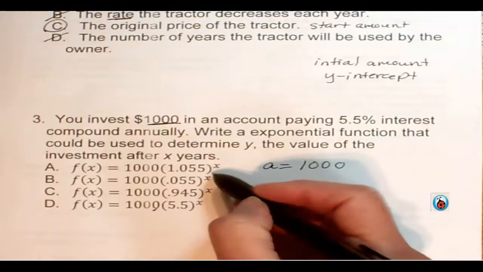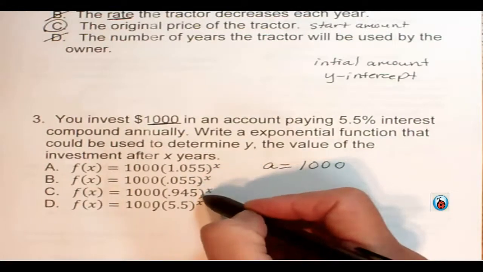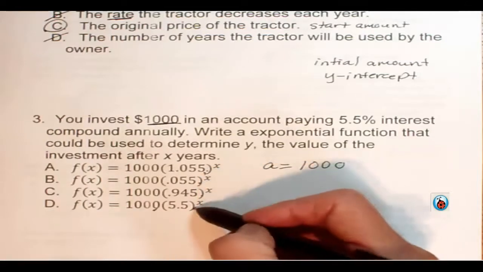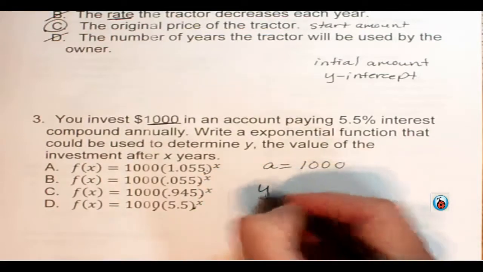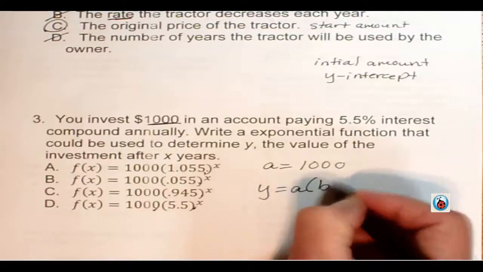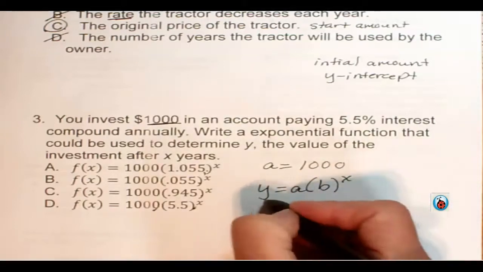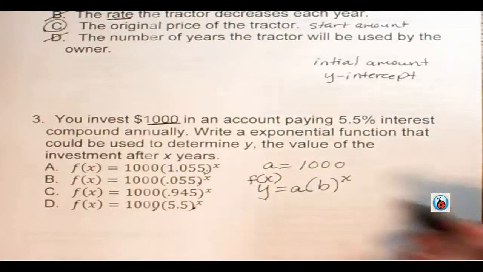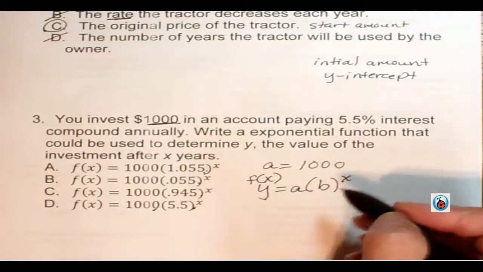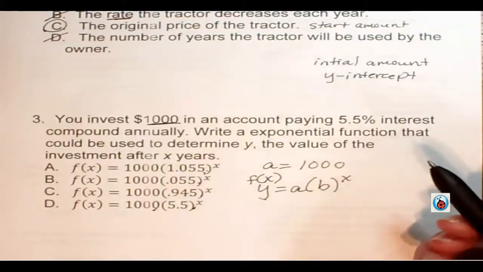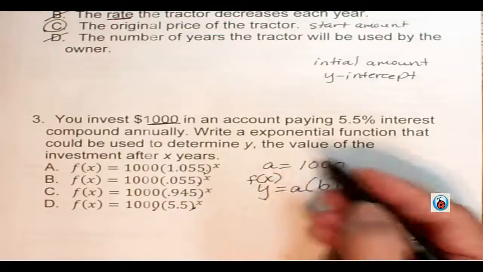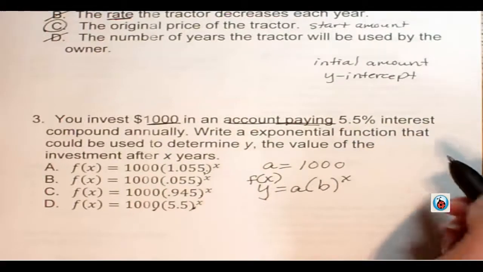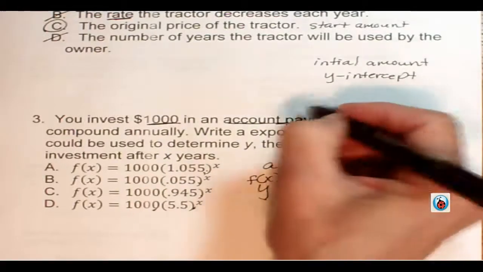Now, if you take a look, what's different about each equation or each function is the number inside the parentheses. And remember, that's your B. Y equals A parentheses B raised to the x power. Remember, f of x is the same thing as y. Okay, so the B is changing. So let's go look. Is this a growth or is this a decay? Well, it says that it's going to be paying you 5.5% interest. That is a growth.